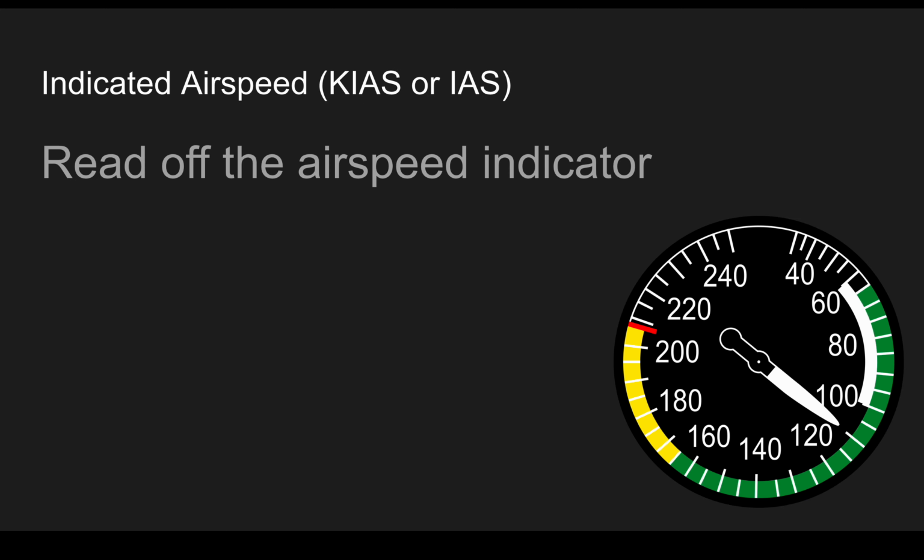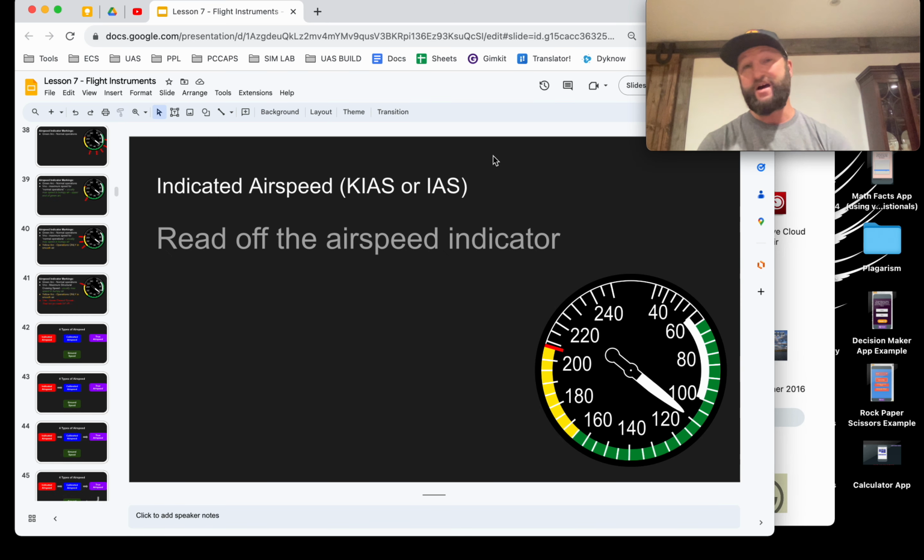First of all, indicated airspeed is read right off of the airspeed indicator. So this one's going 110, so the indicated airspeed, or KIAS or IAS, is 110 knots. We measure them in knots. We use knots, nautical miles per hour. It's different than the speed in your car.